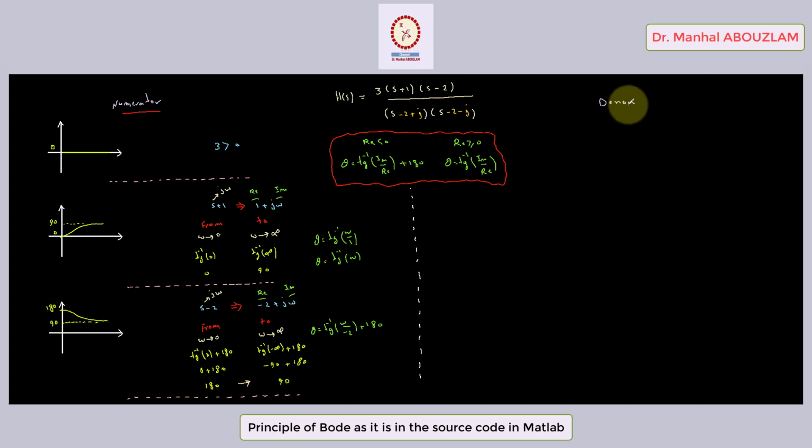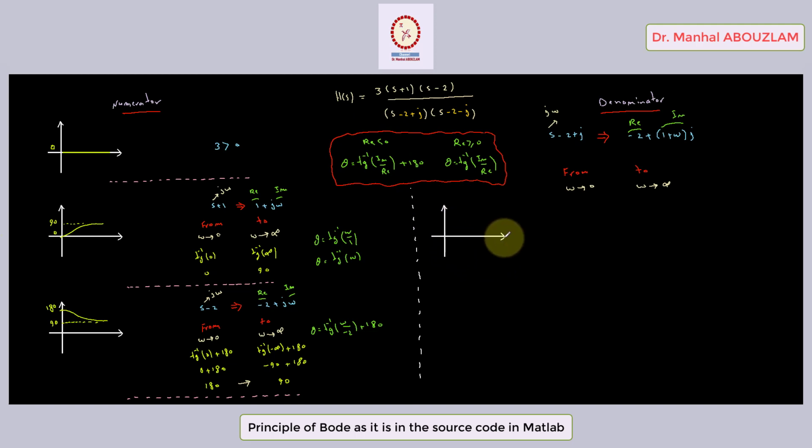Now we start with the denominator. Let's take this polynomial s plus a complex number. We replace the variable s with jw, then we obtain the real part and the imaginary part. Then for the frequency from 0 to infinity, we program our real part in order to obtain the corresponding phase.